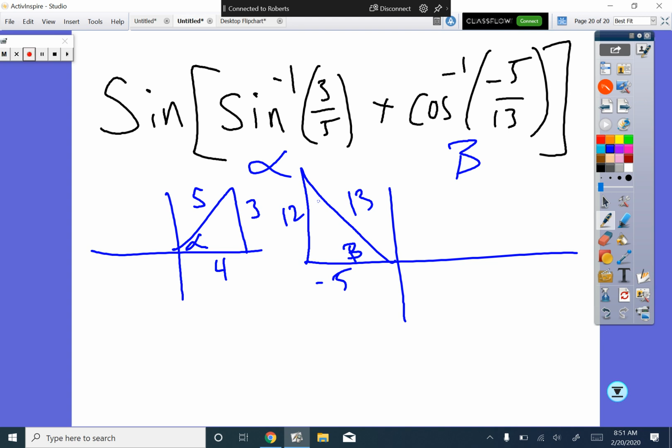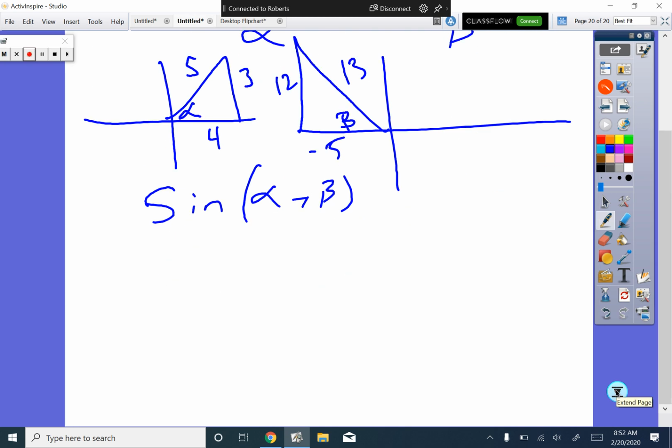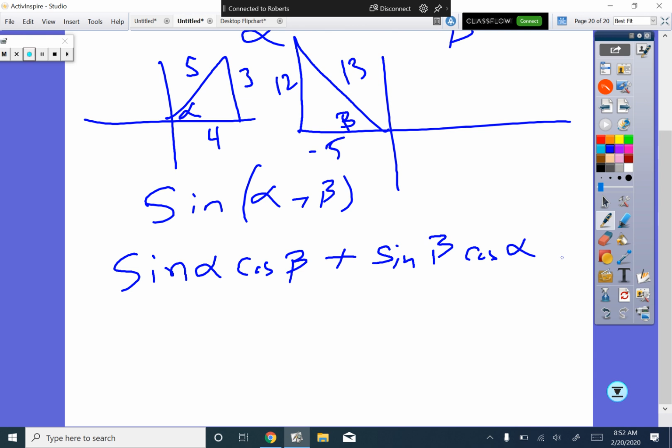Okay. All right. Did you get like 0.5 or something? Or 33? All right. So that's sine of alpha plus beta, right? So that's a sum and difference formula again, correct? So this is sine of alpha plus beta. So with that being said, that's sine of alpha, cosine of beta, plus sine of beta, cosine of alpha.